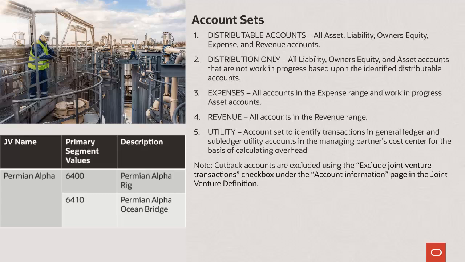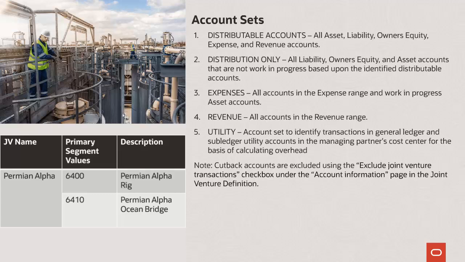The joint venture Permian Alpha has two primary segment values corresponding to the cost centers 6400 and 6410 to represent the oil rig Permian Alpha and the construction of the Permian Alpha Ocean Bridge. All transactions for the joint venture are coded to these primary segment values. Oracle recommends that you review your joint operating agreement for specific account information and cross-reference it with the accounts available in your financial system prior to creating the account sets. Accurate identification of accounts in an account set will minimize the effort required to maintain accounts in joint venture management.